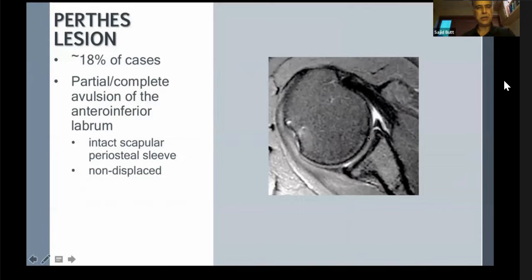A Perthes lesion is a partial or a complete avulsion of the anteroinferior labrum. It is non-displaced, and for that reason, you may or may not be able to see this in a standard MR examination. Ideally, you should be doing an MR arthrogram, because once the joint is distended, then you will see bits of contrast medium leaking at the site of the tear of the labrum with the underlying glenoid. So that's the Perthes lesion. We'll revisit this later on so that you all remember exactly what that means.